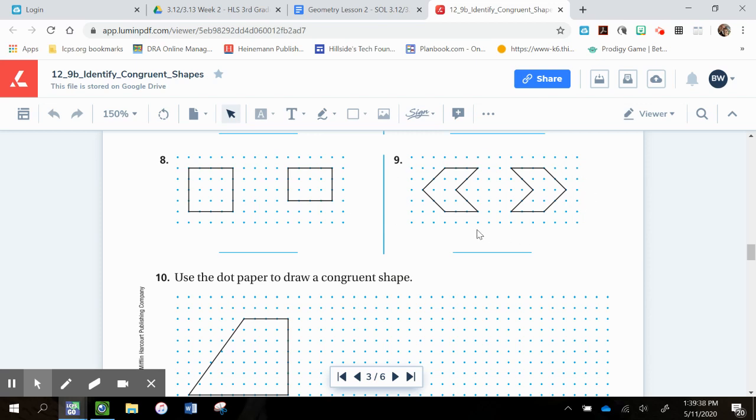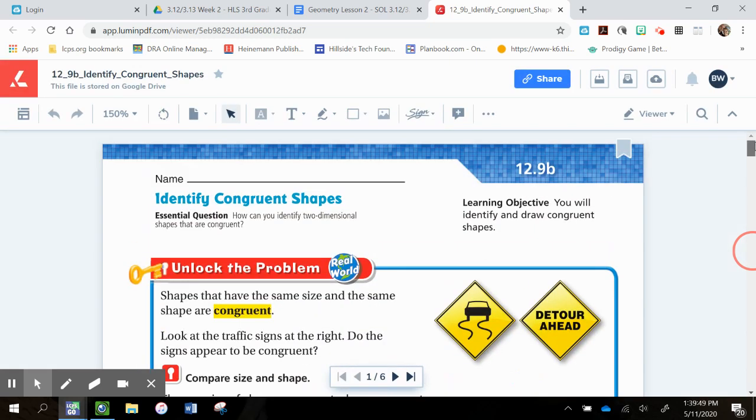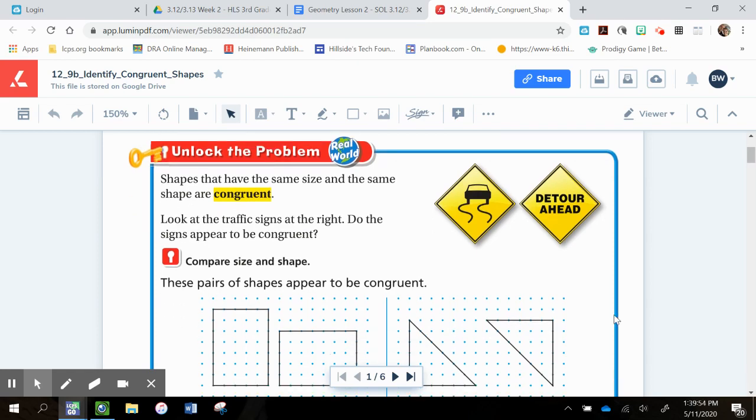These two shapes look congruent. It looks like they flipped it over to this other side. Okay? So that is how you tell the difference between shapes that are congruent and not congruent. And you can move on to the next part of your lesson.